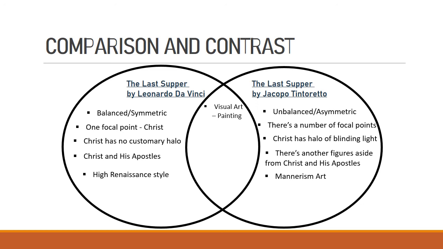There's a number of focal points. Christ has a halo of blinding light. There are other figures aside from Christ and his apostles. Last is the mannerism arts. In their similarities, it is visual art, which is painting. Second, it is religious. Third, both are painted by an Italian artist. They both use linear perspective.